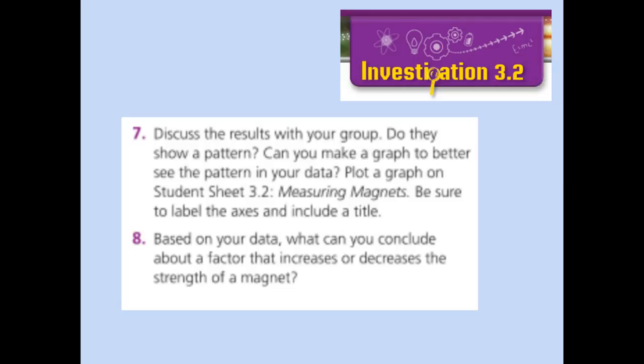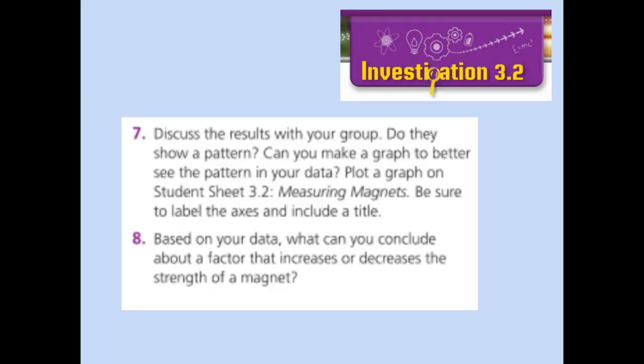As we're working, you're going to want to discuss the results with your group. Do they have a pattern? Do they make the graph? Can you see the pattern within the graph? Then you're going to plot those data points on student sheet 3.2, Measuring Magnets. That's a graph, and be sure to label the axes and include a title.